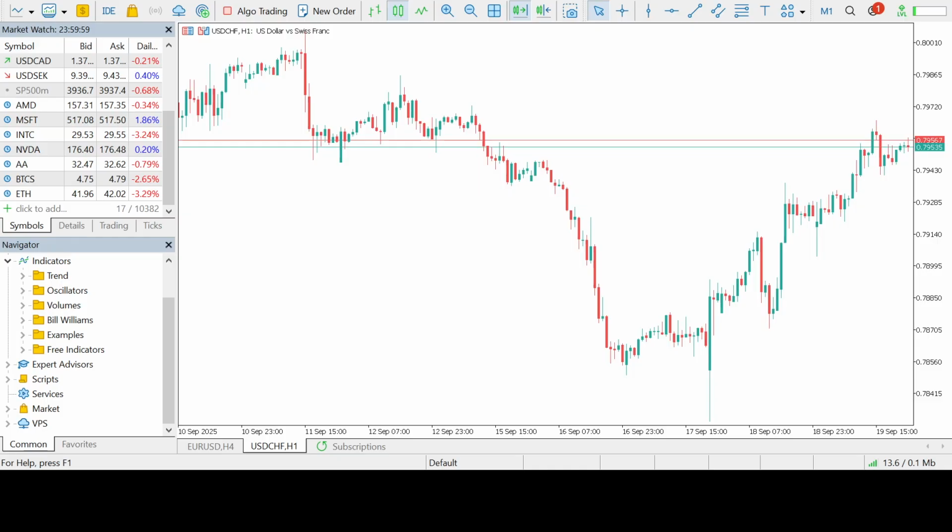The cons are the steeper learning curve compared to the MT4. The second con would be not all brokers offer the MT5 yet. The third would be it requires more system resources, and the fourth would be a smaller community compared to the MT4. That brings us to our TradingView platform. These are the platforms that we can actually use in trading our commodities.